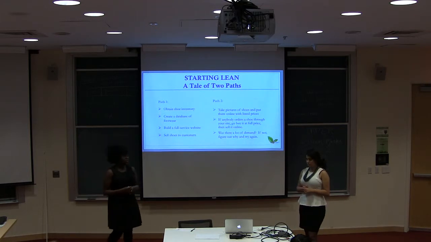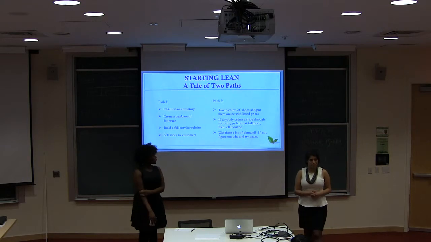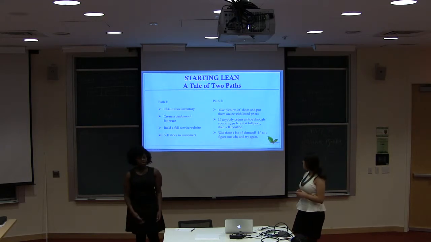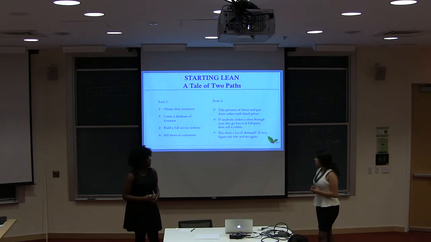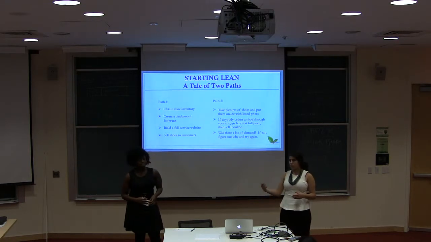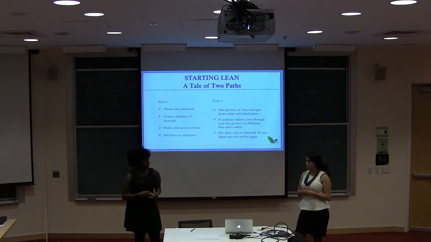Or you can consider a second path. So here we have path 2. Another option is to go around to the stores and take pictures of the cool shoes, put them on your website with the listed prices, whatever they might be in the stores, and then if anybody orders a shoe through your website, you go to the stores, you buy them, and you sell them to the consumer. And then you see, was there a lot of demand? If there isn't, figure out why and try again.